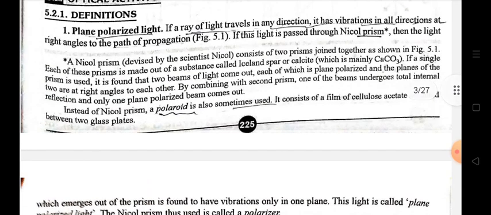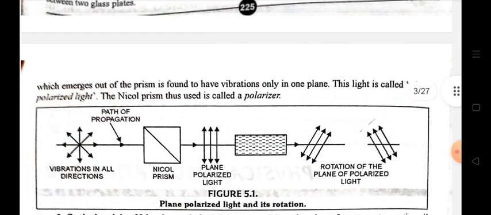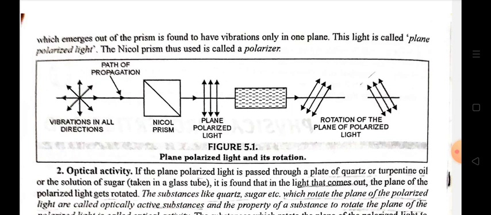A Nicol prism, devised by the scientist Nicol, consists of two prisms joined together as shown in Figure 5.1. Each of these prisms is made out of a substance called Iceland spar or calcite, which is mainly CaCO3. If a single prism is used, it is found that two beams of light come out, each of which is plane polarized light, and the planes of the two are at right angles to each other. By combining with a second prism, one of the beams undergoes total internal reflection and only one plane polarized beam comes out. Instead of a Nicol prism, a Polaroid is also sometimes used. It consists of a film of cellulose acetate mounted between two glass plates. Figure 5.1. Plane polarized light and its rotation.